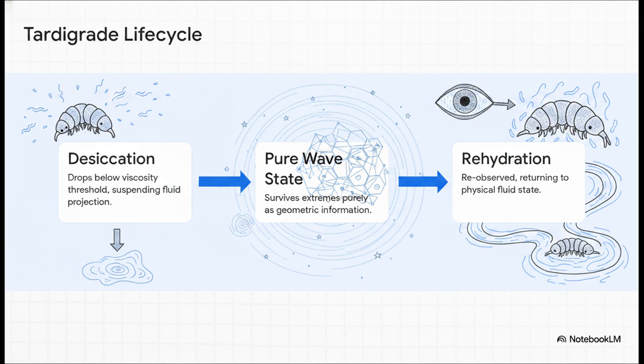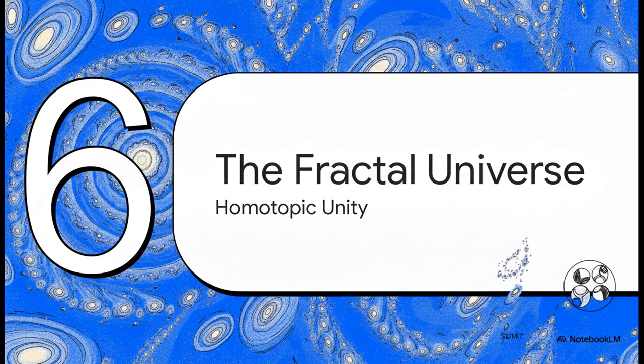First, desiccation drops its metabolism below the viscosity threshold of human perception, basically suspending its fluid projection. Second, it enters the pure wave state. The tardigrade now exists purely as geometric information, which perfectly explains how it survives the vacuum of space. It simply lacks classical mass vulnerabilities. And third, upon rehydration, it gets observed again, re-enters the physical routing channel, and pops back into physical fluid form. Wild, right?